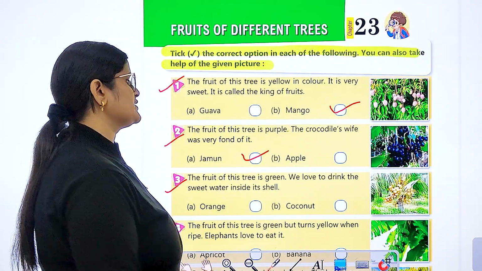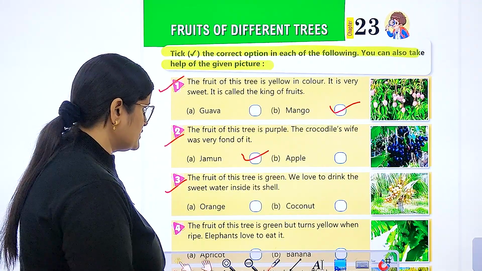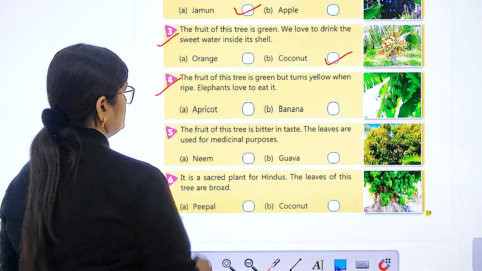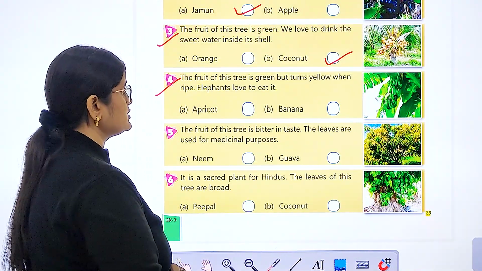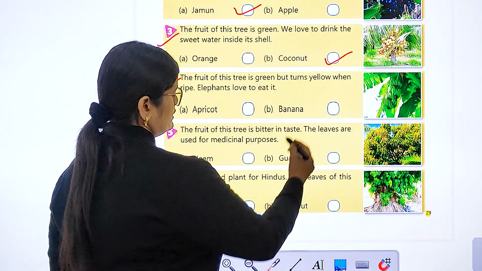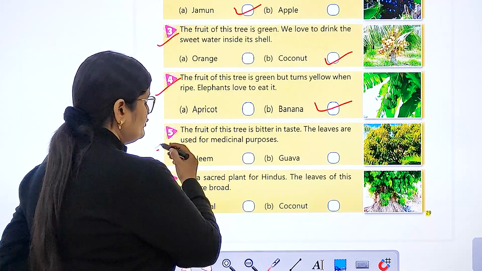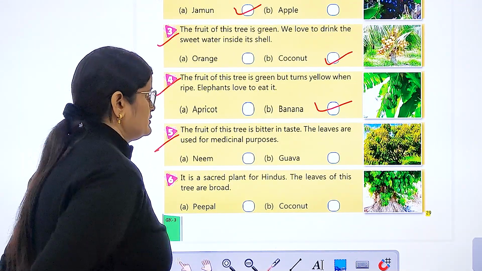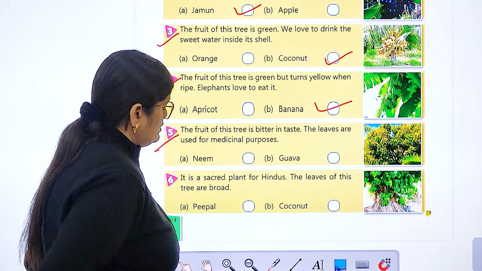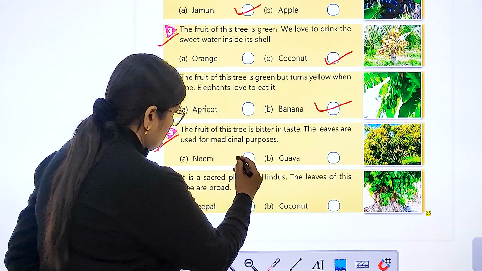The fruit of this tree is green. We love to drink the sweet water inside its shell. Coconut. 4. The fruit of this tree is green but turns yellow when ripe. Elephants love to eat it. Banana. The fruit of this tree is bitter in taste. The leaves are used for medicinal purposes. 5. Neem.